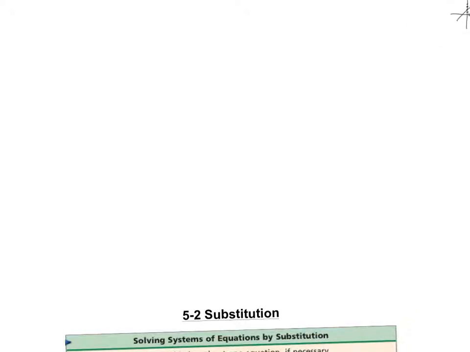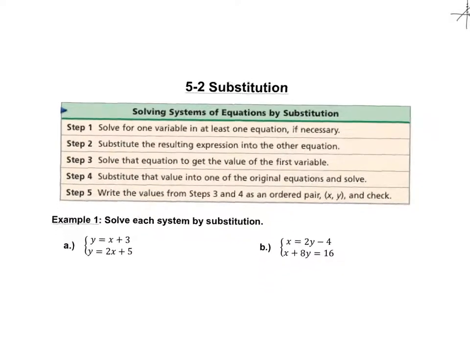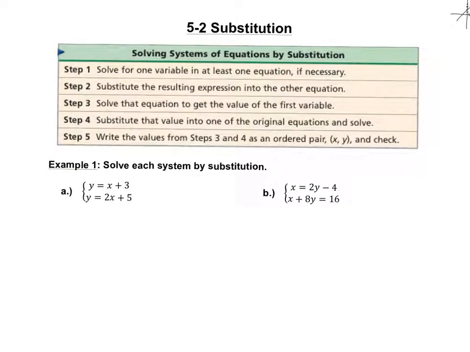So today we're going to talk about two different ways that you can solve a system of equations without graphing. The first method is called substitution. So these are the steps. You solve for a variable in at least one of the equations, substitute it into the other, solve to get the answer for the first variable, substitute that value, and then write the values as an ordered pair. This is going to make a little bit more sense as I explain it.